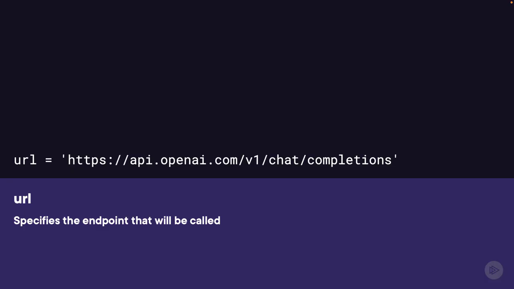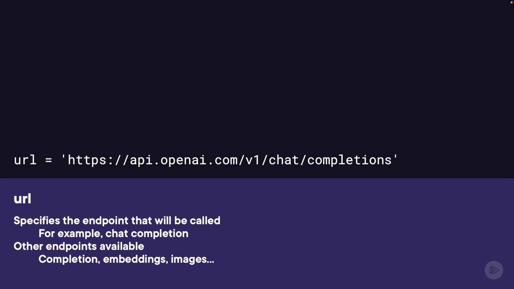The URL is what specifies the endpoint that will be called. In this case, it's the chat completions endpoint. However, there are other endpoints available, for example, completion, embeddings, images, and more.